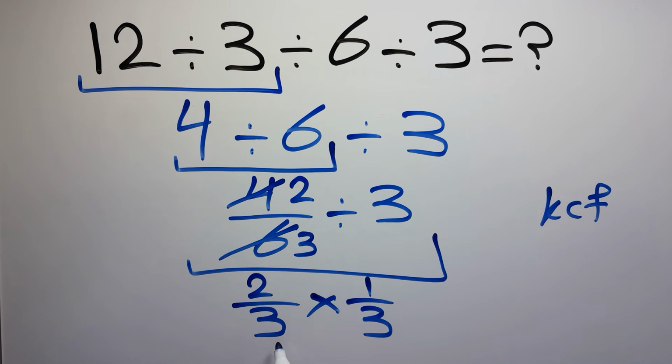So we have 2 over 3 times 1 over 3, which equals 2 times 1 gives us 2, and 3 times 3 gives us 9. So 2 over 9. And this is our final answer to this problem.